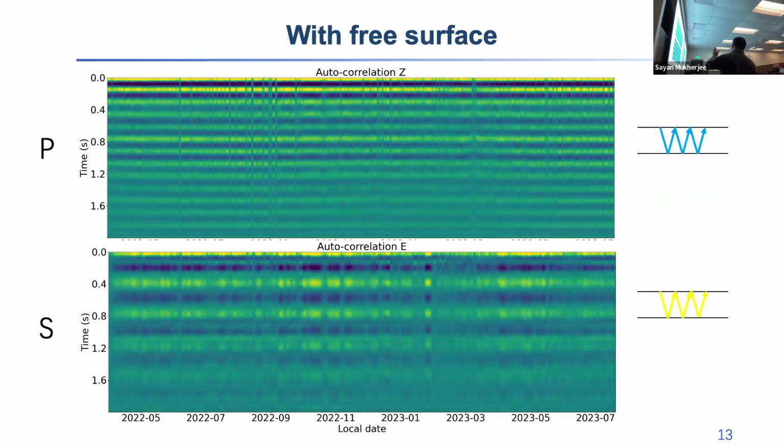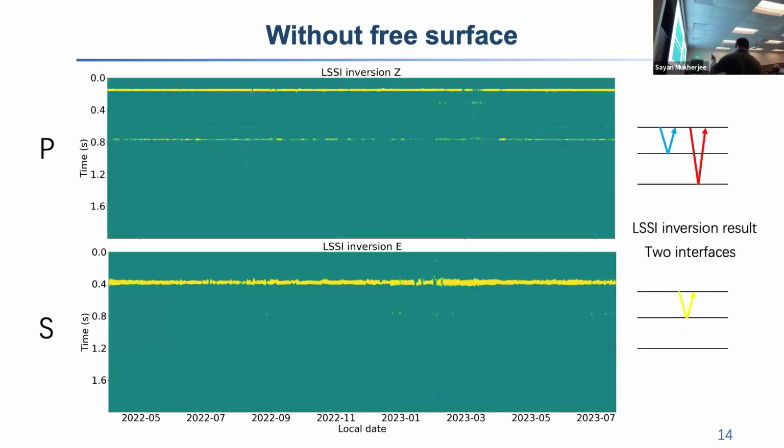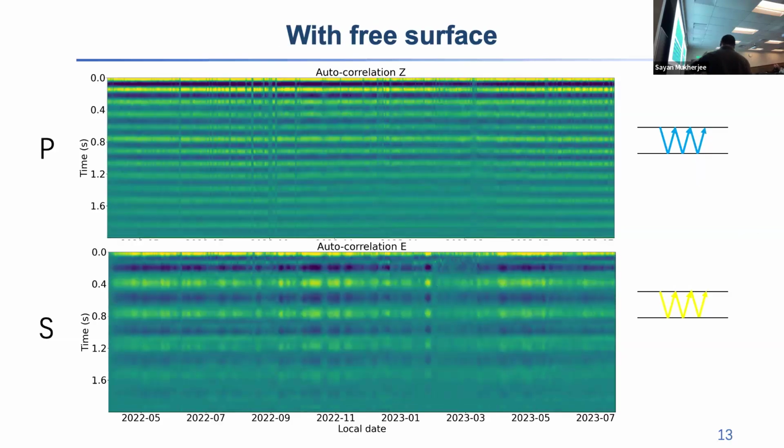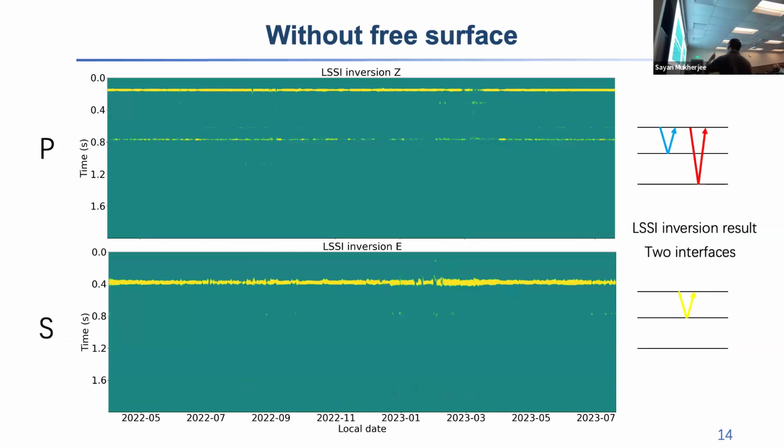So this is all the multiples. This will pass. This is what we get by inversion. Compare with each other. You can see this multiple has been removed. And for the P wave, we get two subsurface layers, interface here. And this is the wave path for the primary reflected wave.